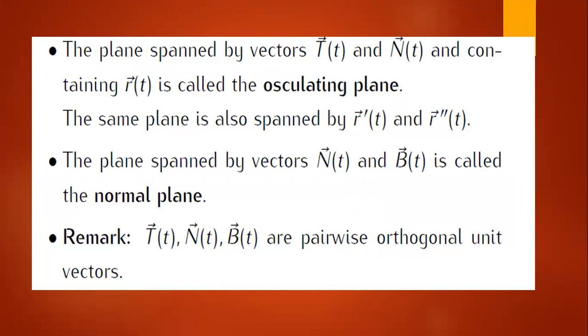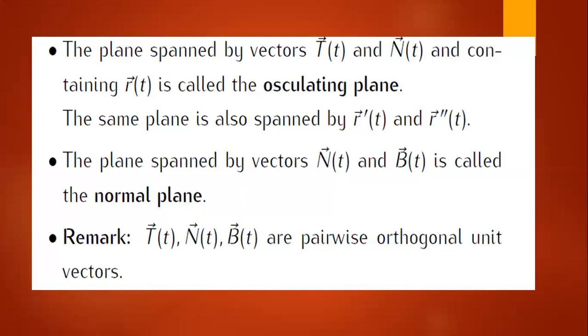The same plane is also spanned by r prime of t and r double prime of t. The plane spanned by N of t and B of t, meaning the plane spanned by the normal vector and binormal vector, is called the normal plane.